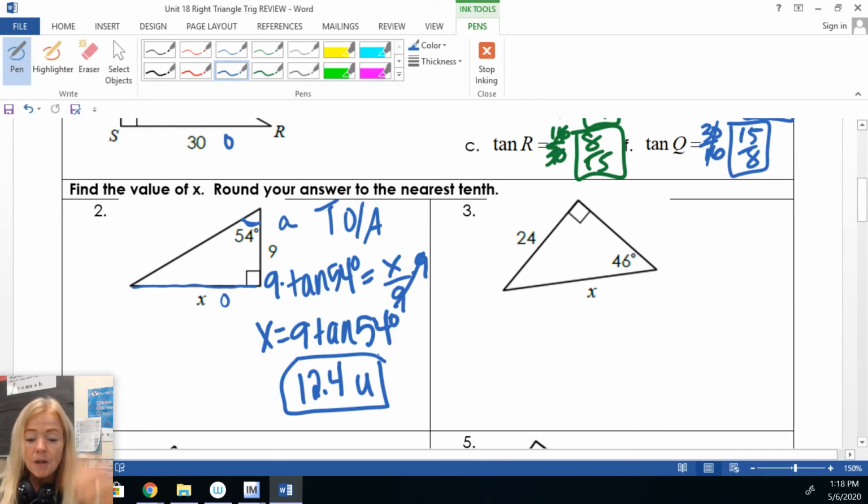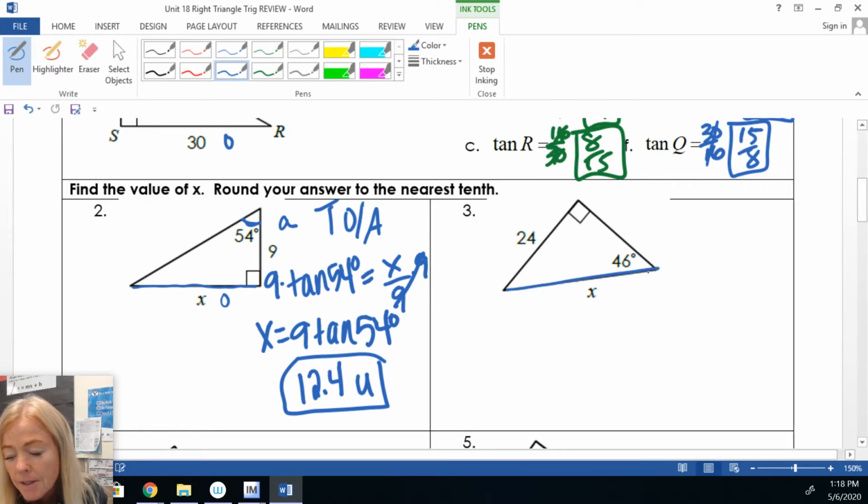Okay, so that's how you solve for a side. Remember that we label O's and A's and H's, whichever the 2 in question are, and then you figure out which of the trig functions, sine, cosine, or tangent, should be applied depending on the 2 sides that you have. Then you write up your equation, solve for x, and plug into the calculator, and that's how you solve for a side.